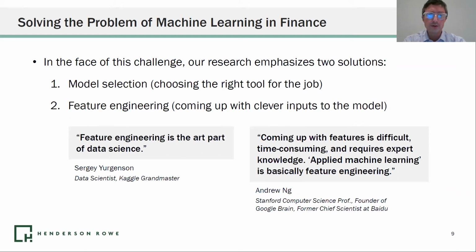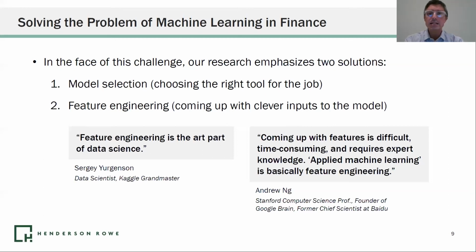So he's a professor of computer science, probably one of the most well-known researchers in machine learning. He was one of the founders of Google Brain, and he was actually, until recently, chief scientist at Baidu, which is China's answer to Google. He said that coming up with features is difficult, time-consuming. It's what requires expert knowledge.